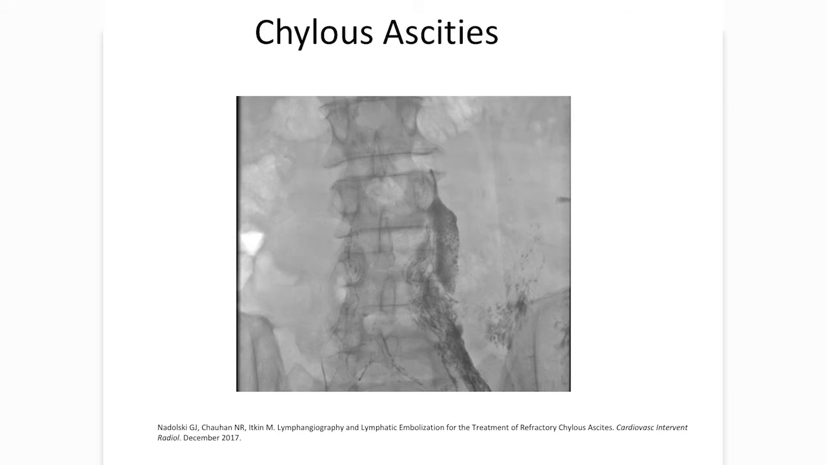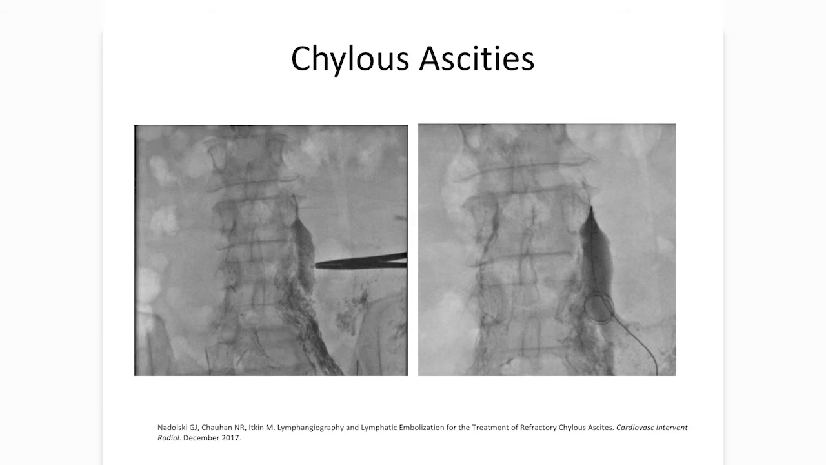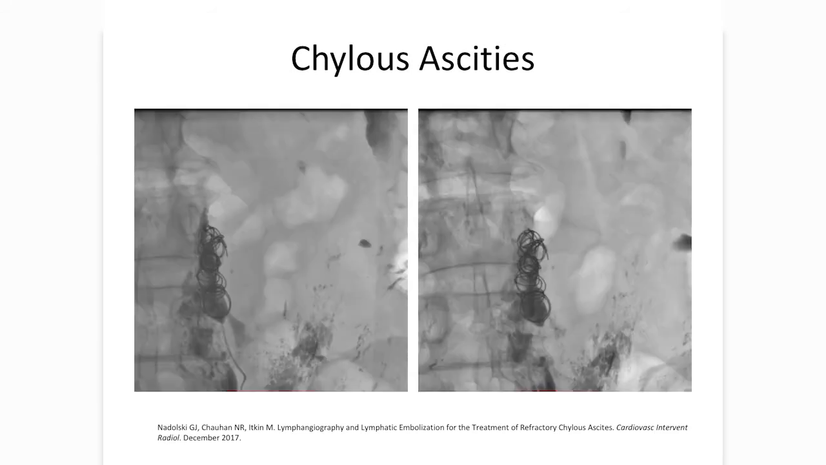Another condition we treat quite often is Chylous Ascites. This is an example of traumatic Chylous Ascites. This is a pooling of the contrast that leaks into the peritoneum. We can do different procedures for that. One of them, we just inject glue directly into this area and put in the coils.